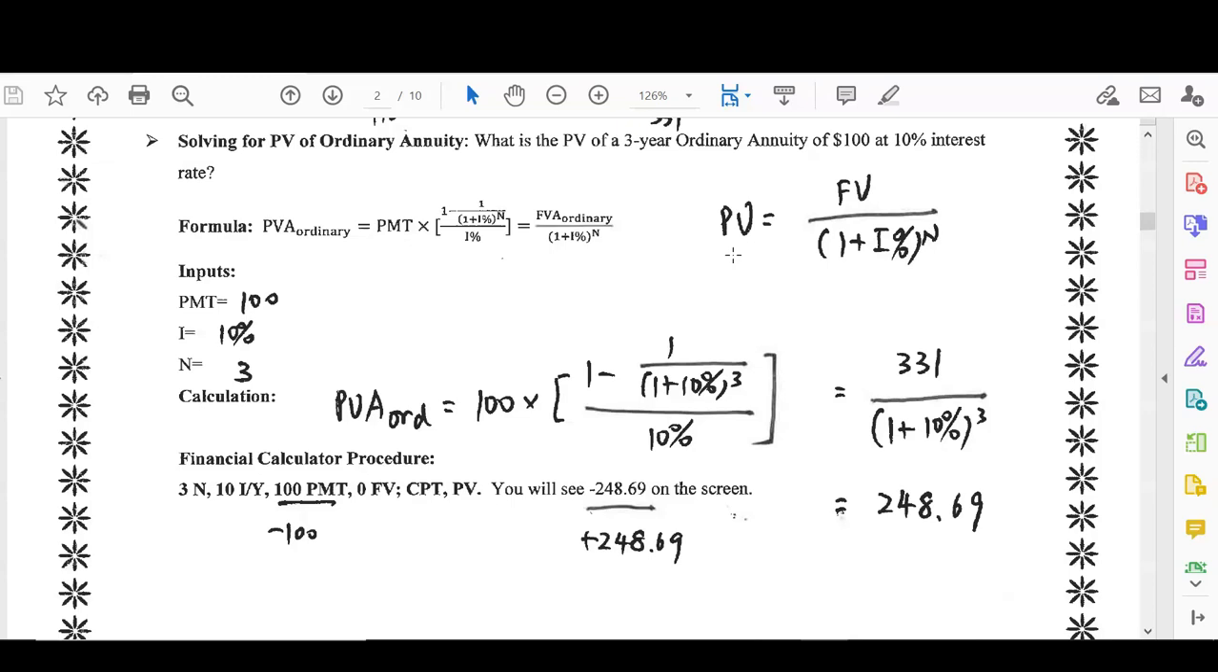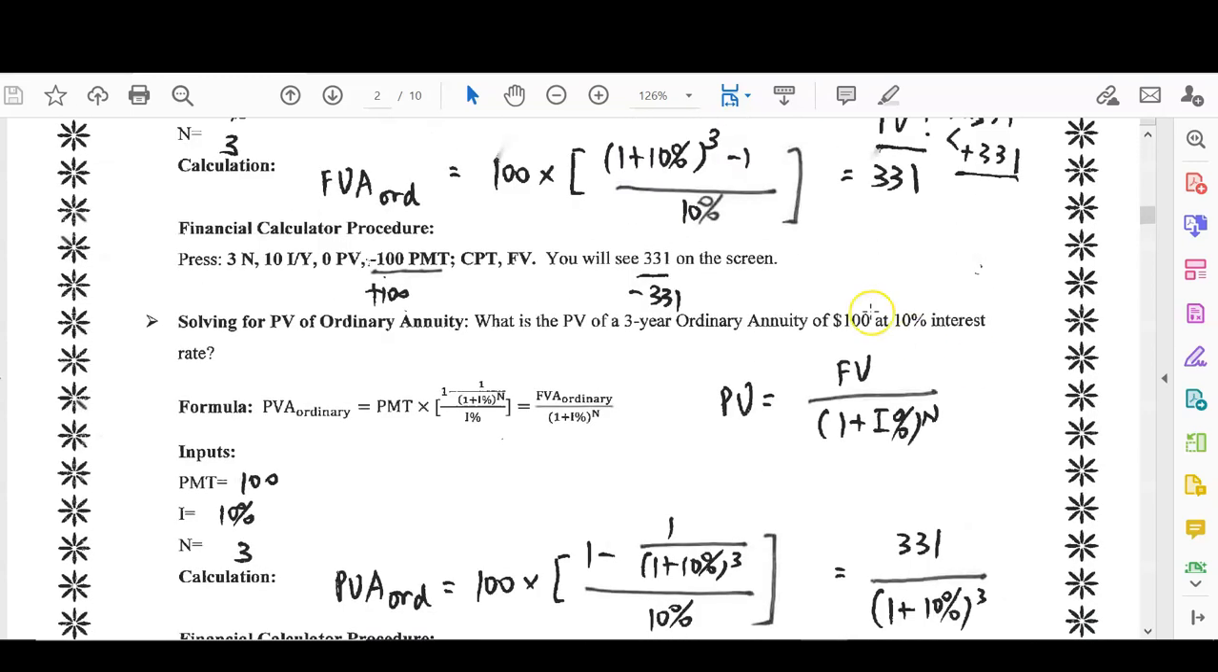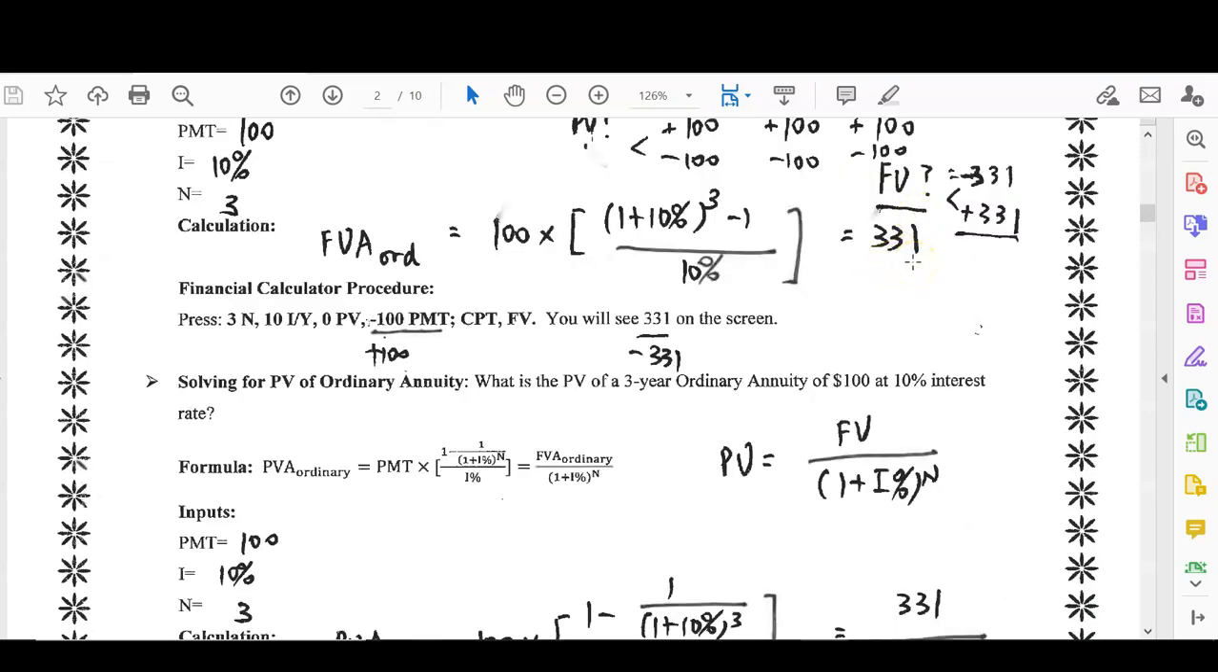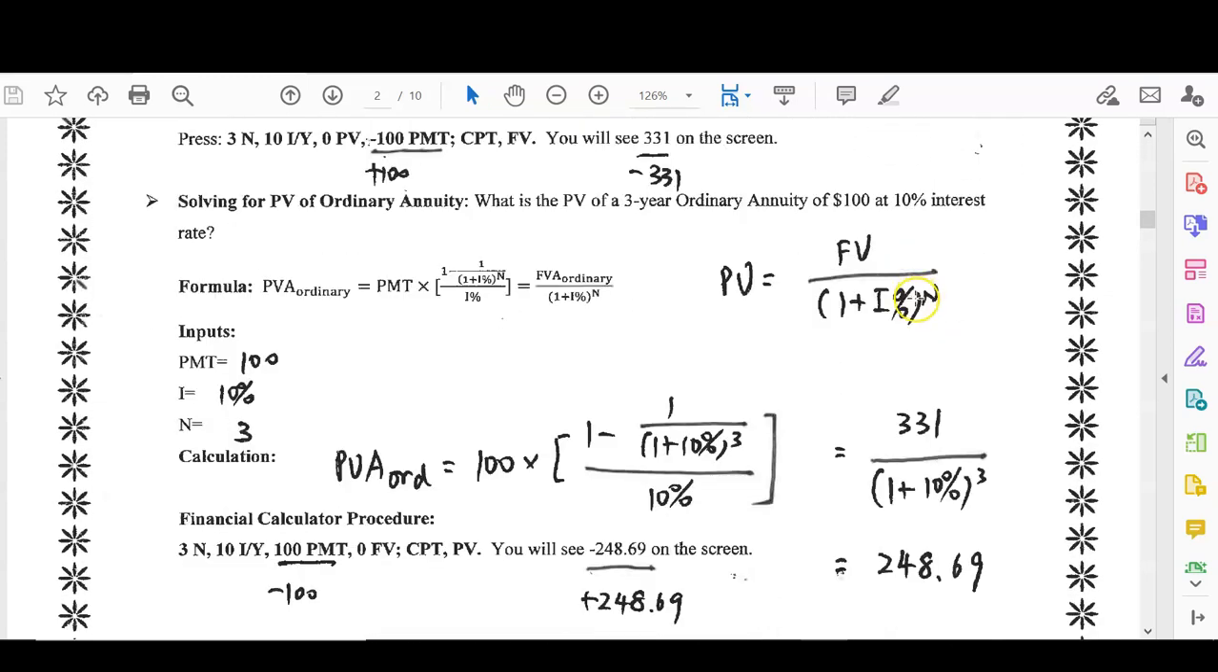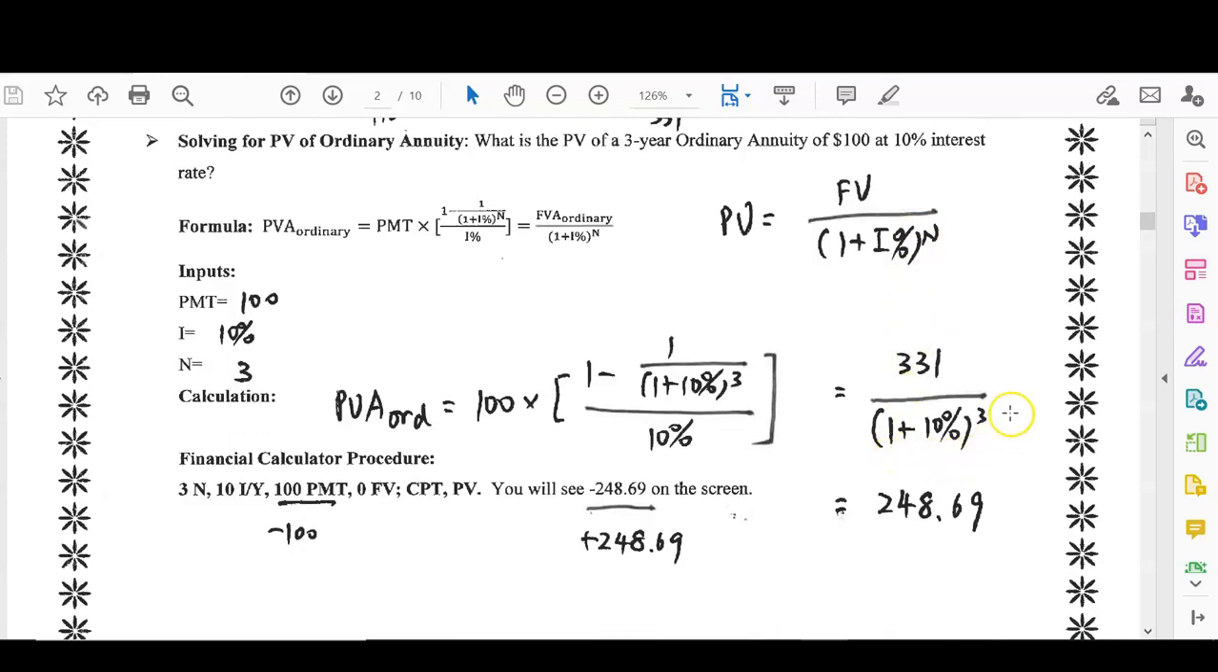So in this question, we have payment equals 100, interest rate equals 10%, n equals 3. We just plug the numbers into this big formula here. We have 100 multiplied by 1 minus 1 over 1 plus 10% to the power of 3, divided by 10%. Or we can use the 331, the future value of this annuity we just calculated, divided by 1 plus 10% cubed. Either formula works. Either of them will bring you the number of 248.69 as the present value.